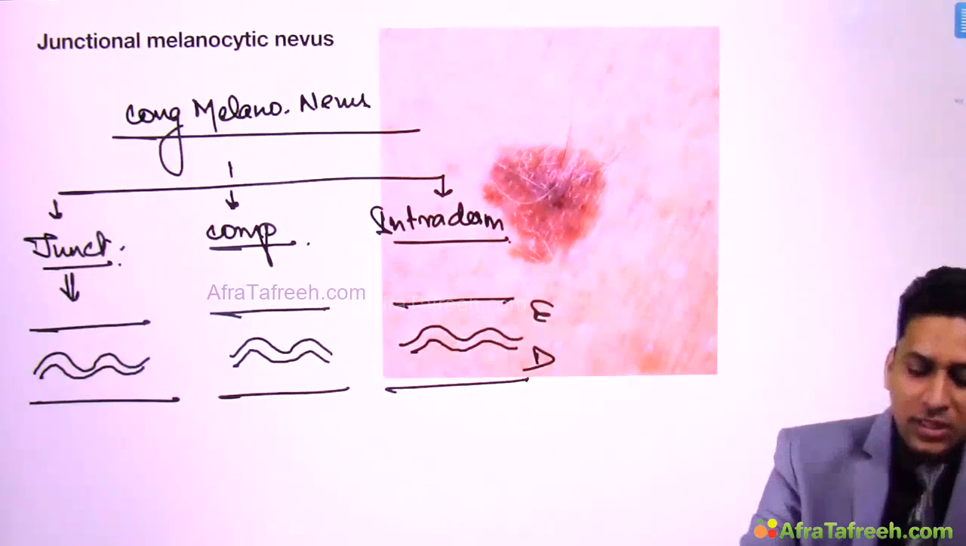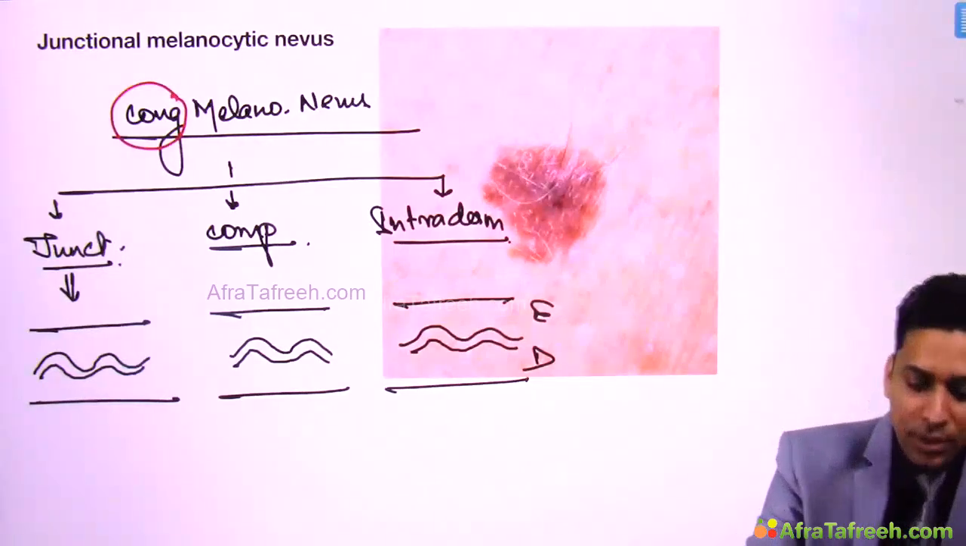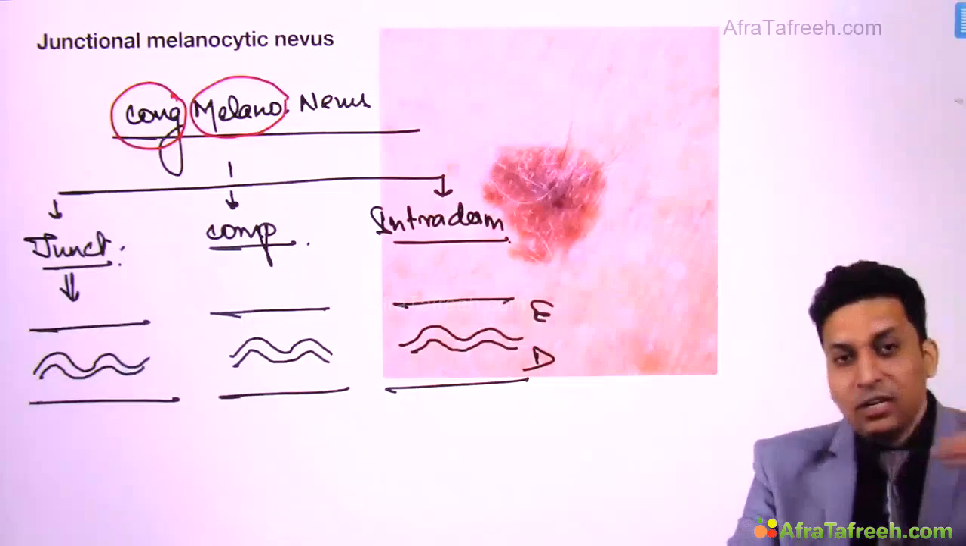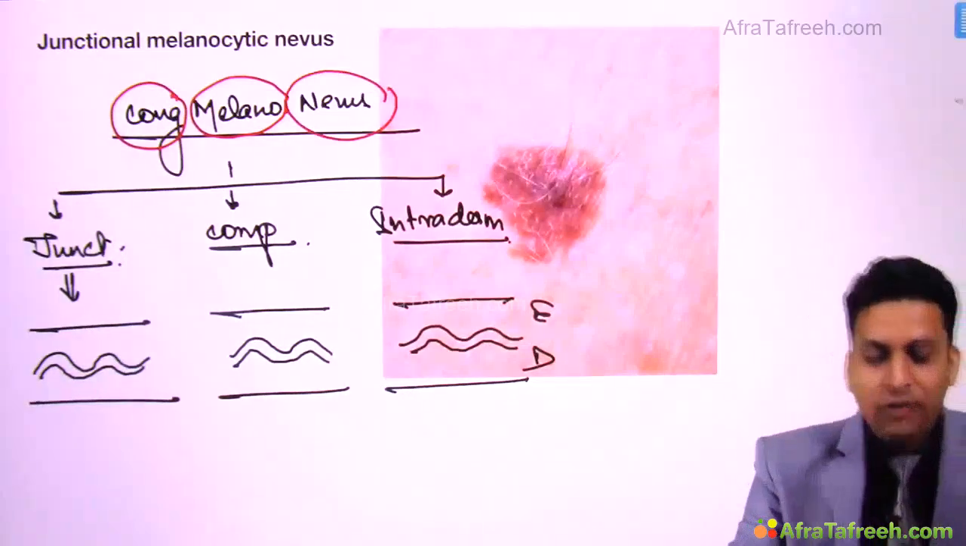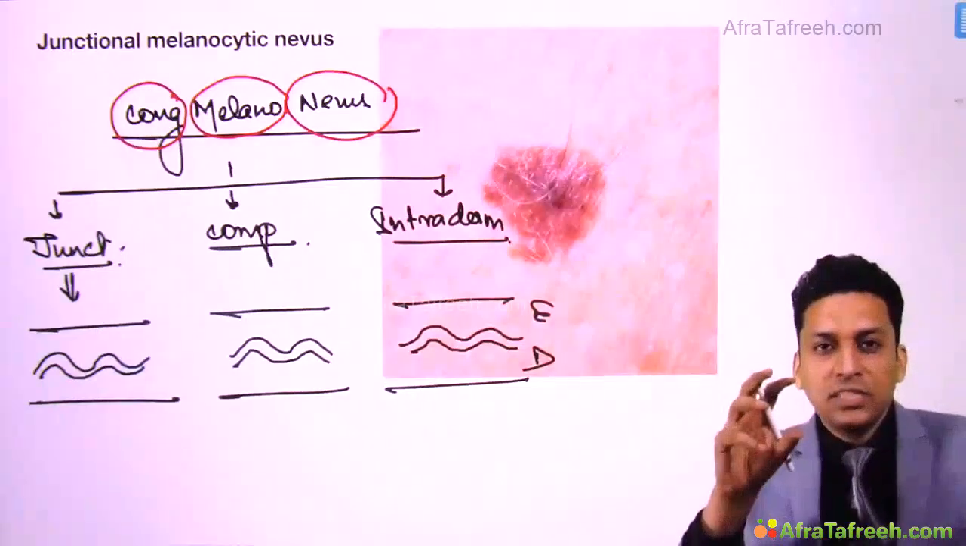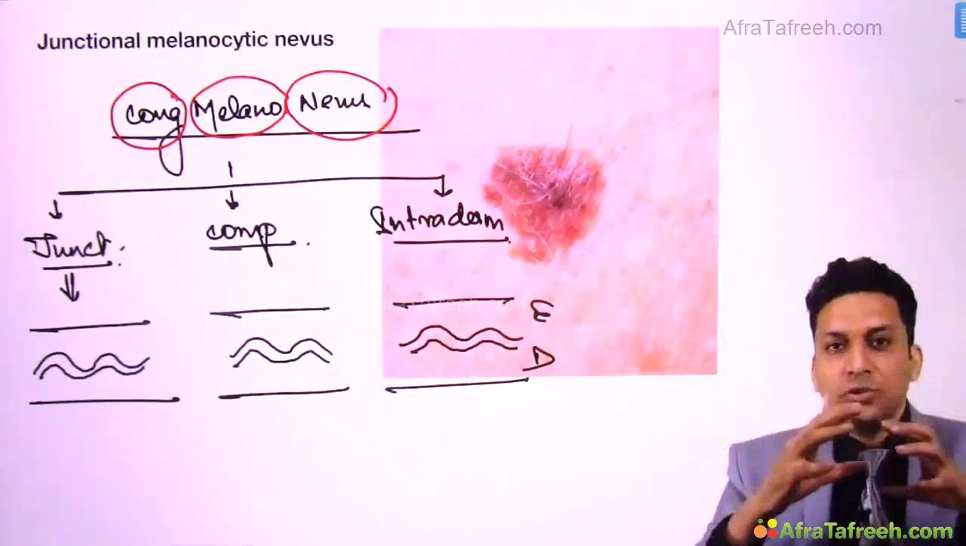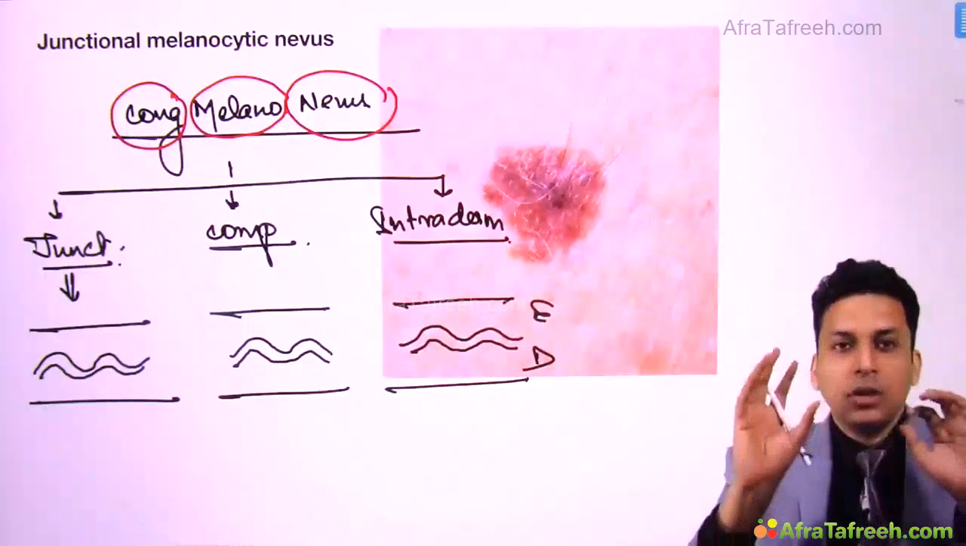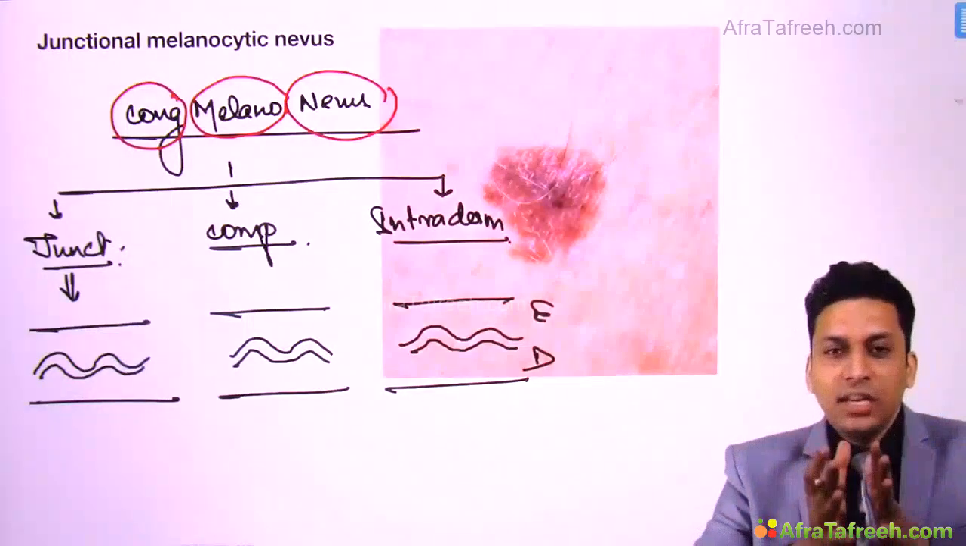So this is congenital, that is present since birth, melanocytic, that is related to melanocytes, and nevus, I told you, birthmark. So this mark is present since birth. This is a congenital condition, and this is due to proliferation of the melanocytes, or the site of the melanocyte is slightly variable than the normal.